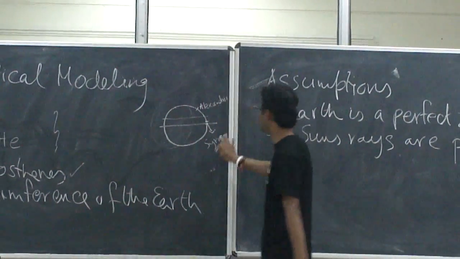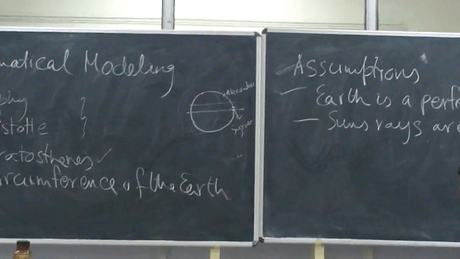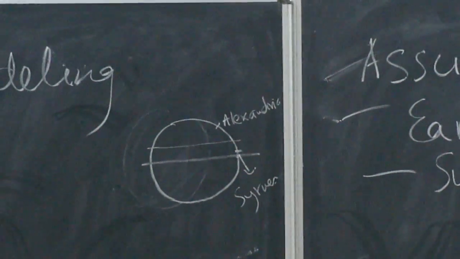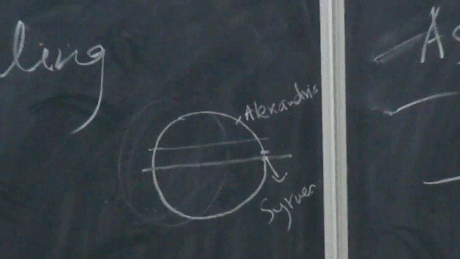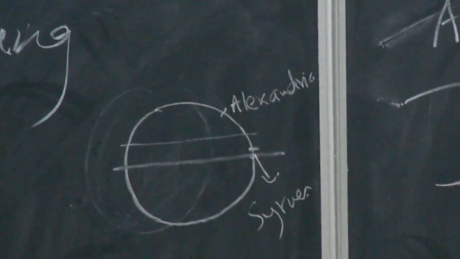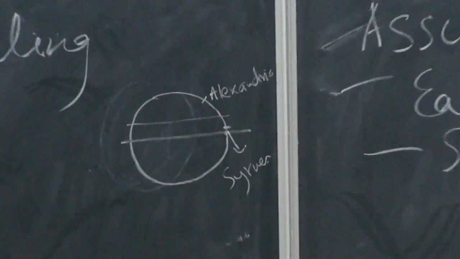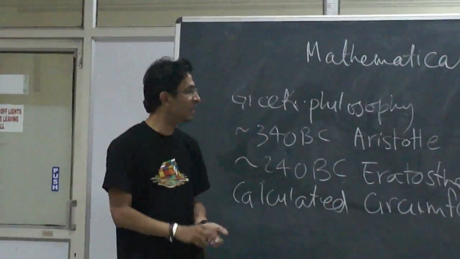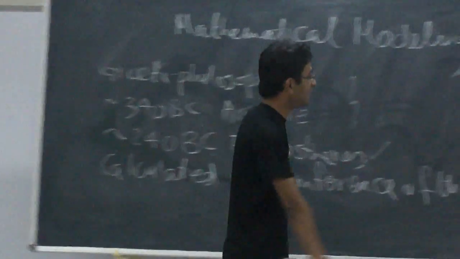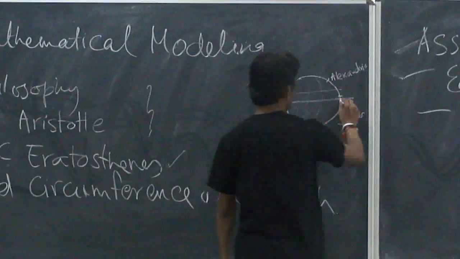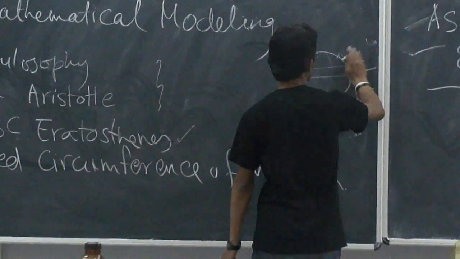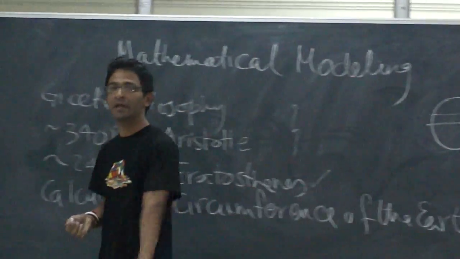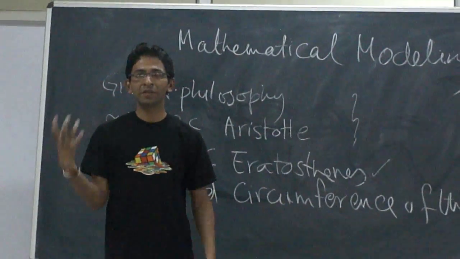Something like this. So there was another city at which it was observed that at high noon, that means at 12 o'clock, the sun was exactly overhead. That means that the angle of elevation of the sun at that place, at that particular time, was 90 degrees. So he made that the reference, and he then calculated the angle of elevation of the sun in Alexandria. He found that there was a 7-degree difference.